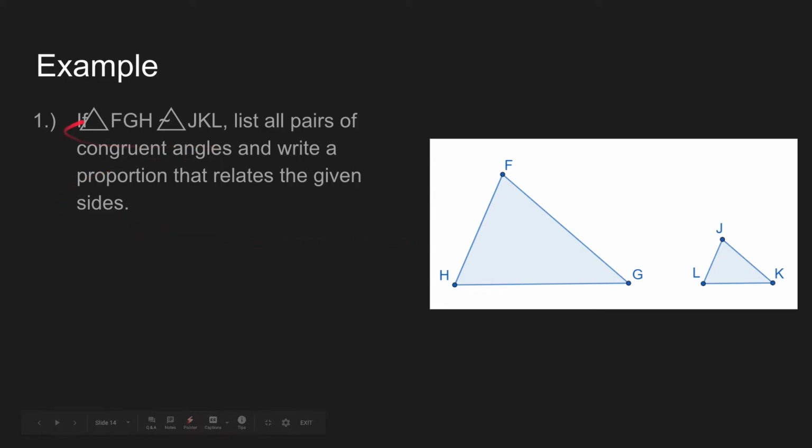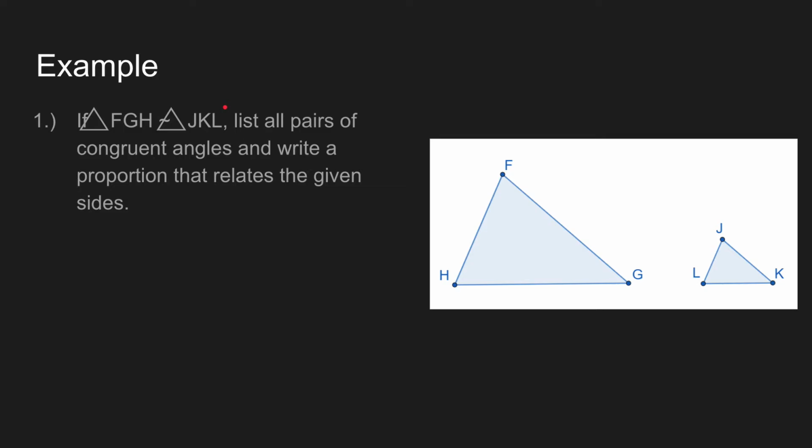So here we have an example: triangle FGH is similar to triangle JKL, and I apologize for the shapes being all wacky. List all pairs of congruent angles and write a proportion that relates to the given sides. So this is where the similarity statements come into play. Just like congruence, remember that when we looked at congruence, F needed to correspond with J, G corresponded with K, and H corresponded with L.